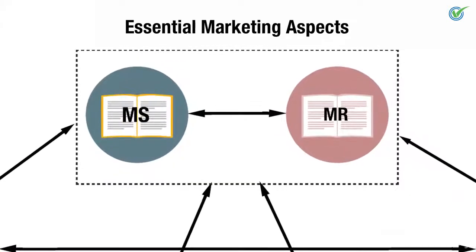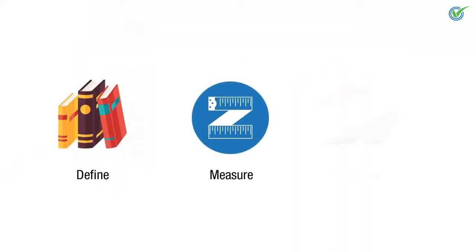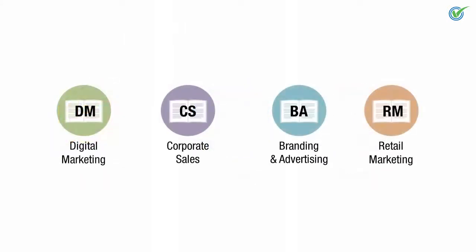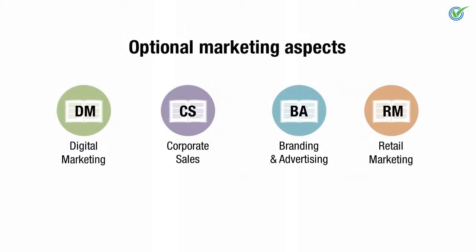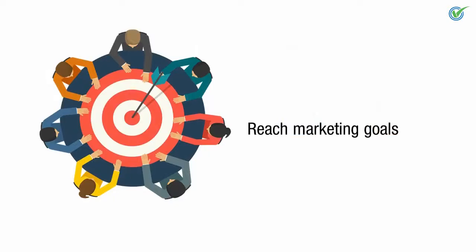At the top of the image, you'll notice that 2 marketing aspects, marketing strategy and marketing research, are boxed in dotted lines. These are essential marketing aspects. Both of these aspects are mandatory and should be used to define, measure, and provide direction for the overall marketing efforts of a company. The 4 remaining aspects are referred to as optional marketing aspects because one or more of them could be used by a company to reach its marketing goals, and in some instances, not all are applicable.